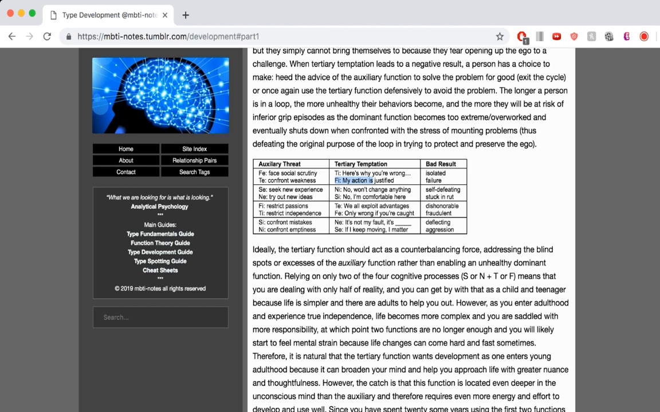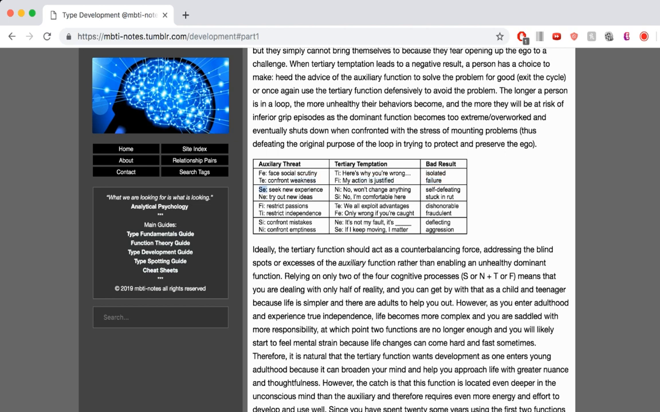I'm not gonna say introversion is bad, but that's one of the bad things. With introversion, you can be kind of justified, while with extroversion, you have to pay more attention to the real world. So in this case, you just fail because you don't grow. You tried to confront your weakness, but you said you were justified.